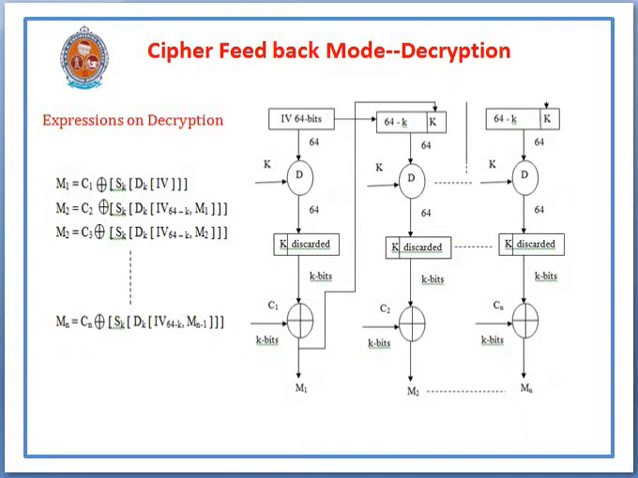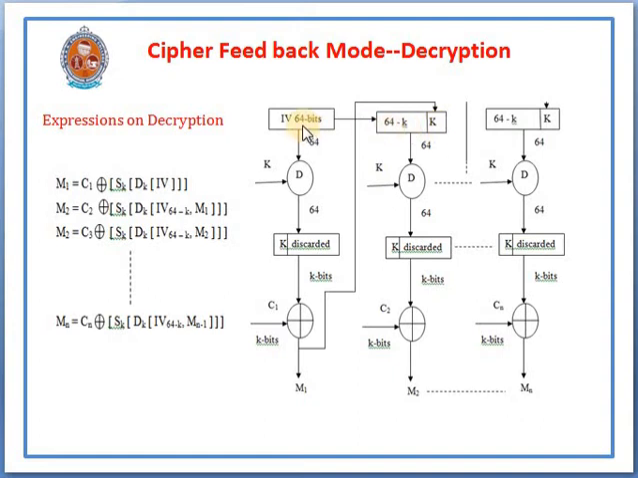And this is the CFB mode decryption. First we have to take the initialization vector of 64 bits, that is decrypted by using some K to get 64 bits, and out of those 64 bits we have to select K bits, and the remaining 64 minus K bits are discarded together, and the selected K bits are exclusive ORed with cipher block 1, which is also of K bits, to get M1 back. And now this M1 will be forwarded to the second round.